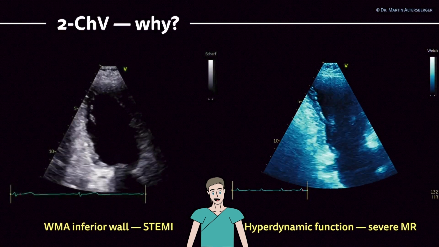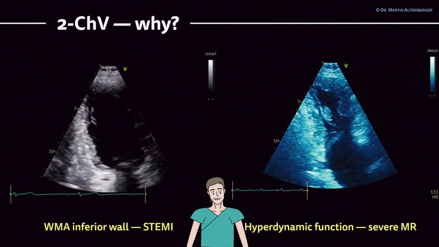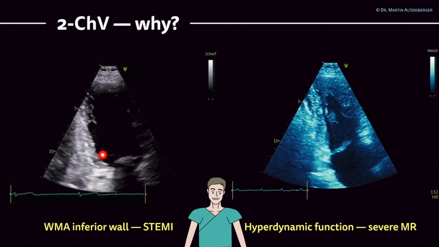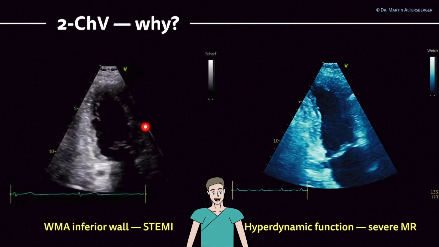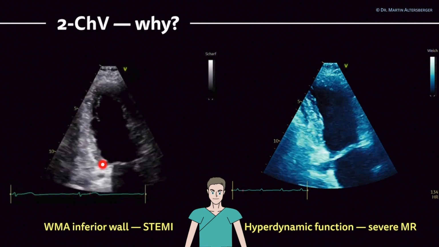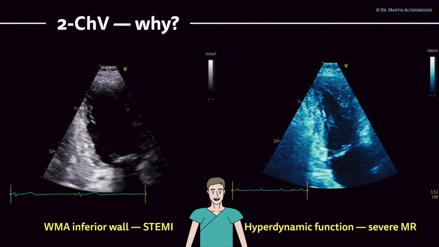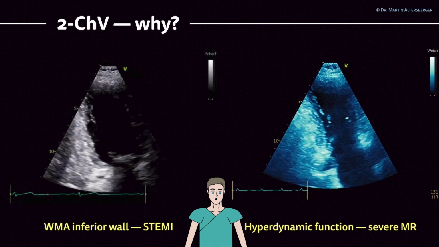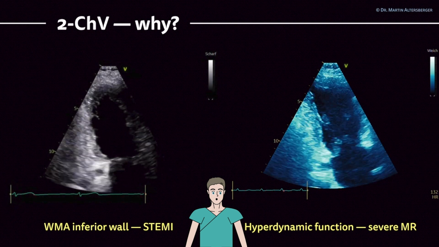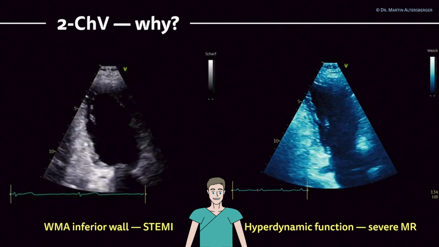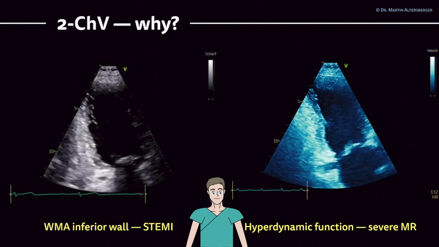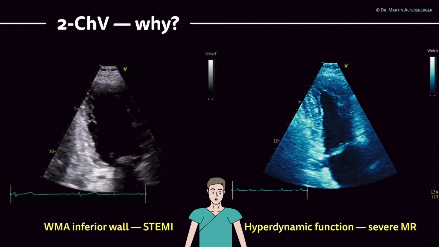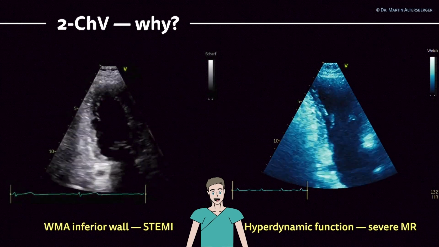In this case, we have an inferior wall STEMI patient. This patient had a STEMI in the inferior wall. We do see here akinesia of those segments. We see normal contraction over here, but here it is truly akinetic, so there is no movement. There's also thinning of the wall, so this is probably already scarring of the left ventricle. And on the right-hand side, we do see a hyperdynamic left ventricular function. There is severe mitral regurgitation present. We do see atrial fibrillation and a hyperdynamic left ventricular function, also pointing towards the severity of the really severe mitral regurgitation.